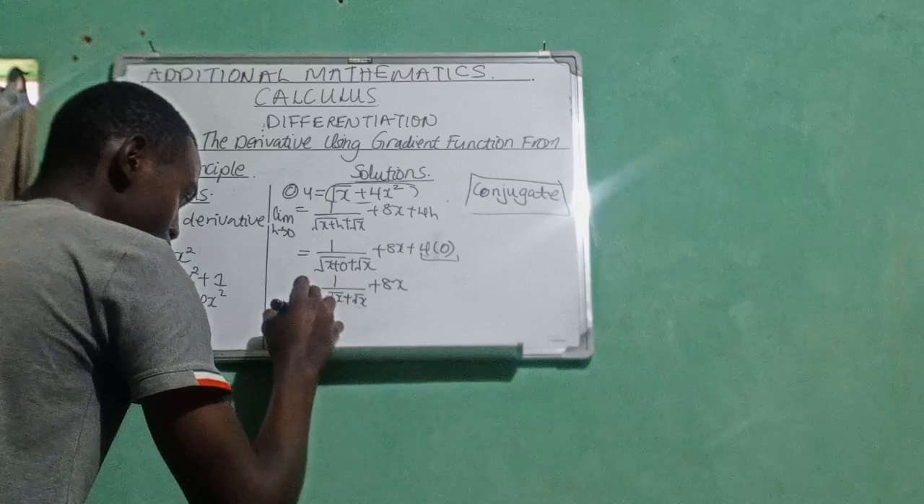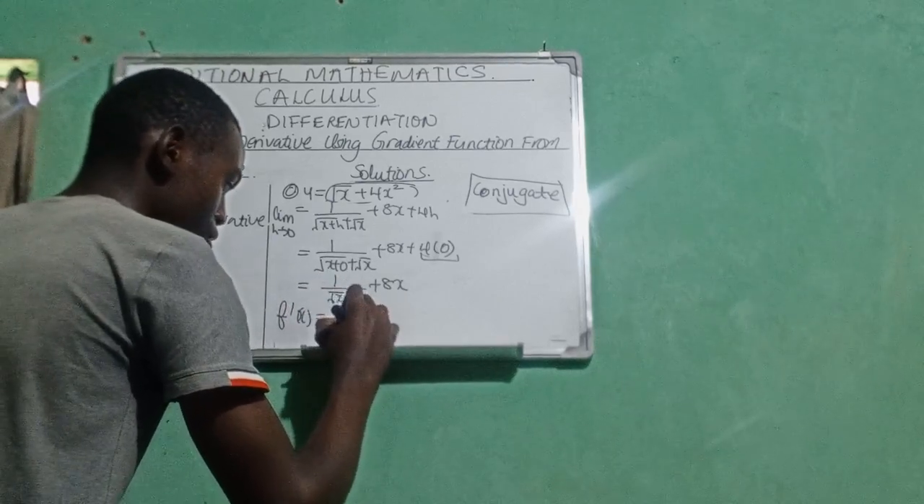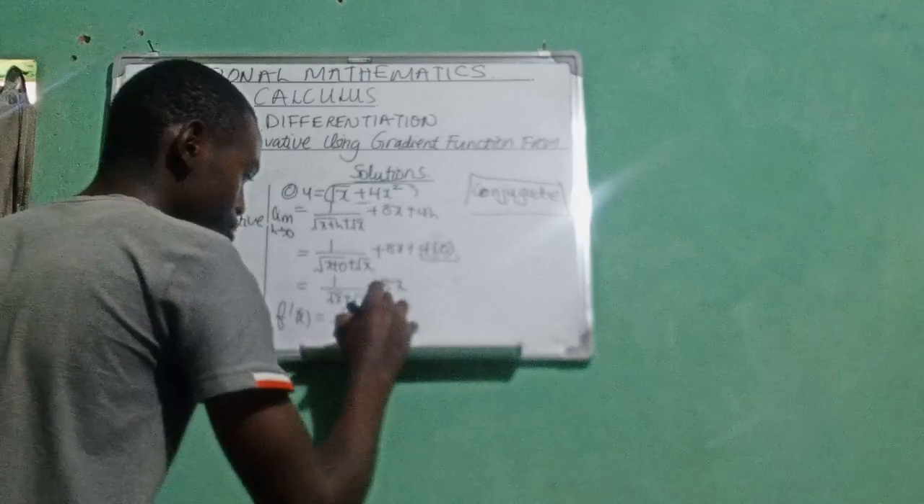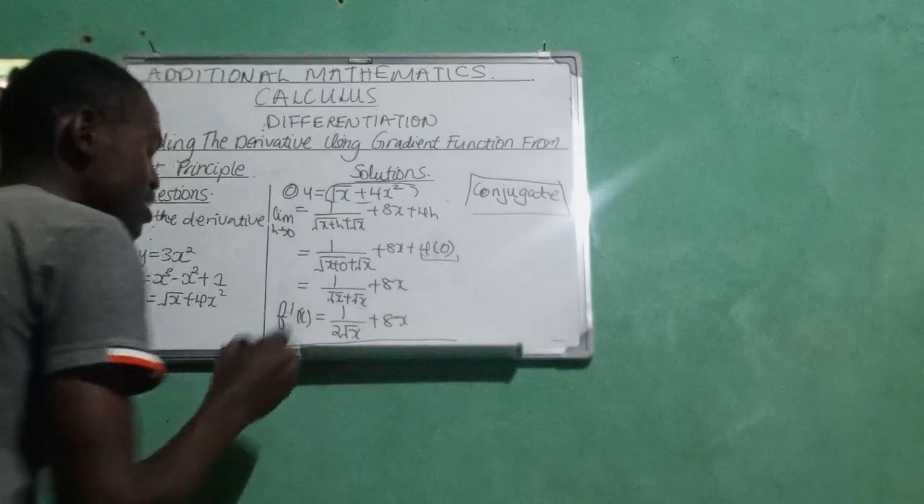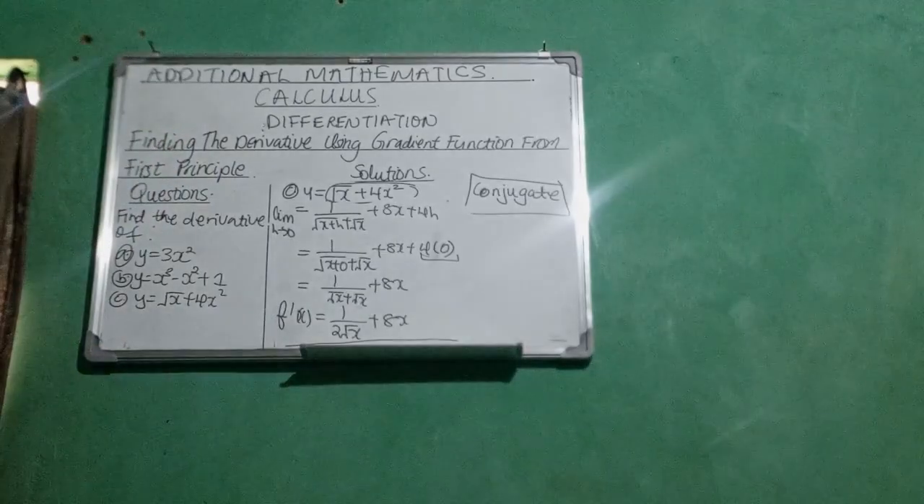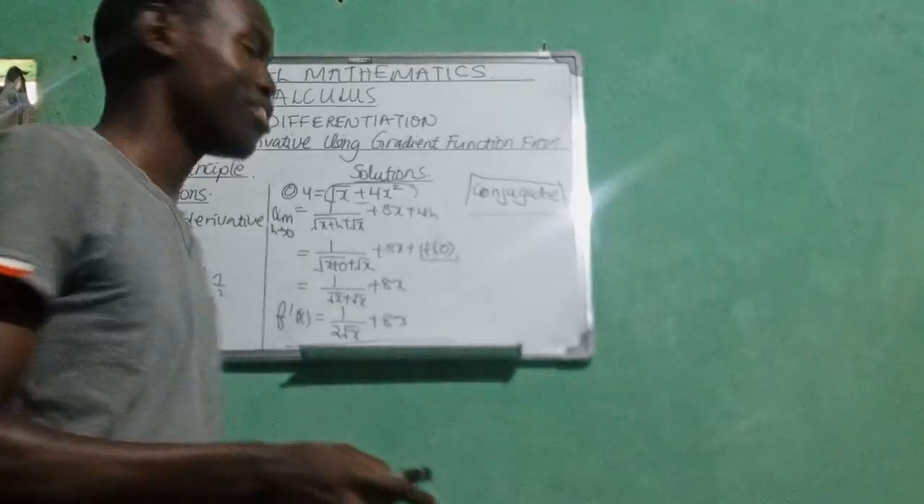Therefore, f prime of x would be equal to 1 divided by 2 multiplied by square root of x, plus 8x as your final answer. So that is your derivative using the gradient function from first principles for this question.